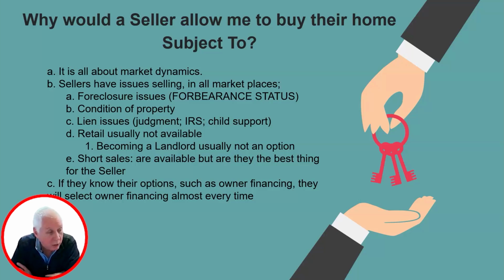Maybe sellers can't sell homes because of the property condition. They could have lien issues such as judgment liens, IRS liens, child support liens that just prevent them from selling it. And what's important is learning how to navigate liens, and we'll touch base briefly on that. Because of all of these things, a retail sale, meaning an all cash sale, is usually not available, whether it's to a retail home buyer or even to a cash investor at a discount. The numbers just don't work.